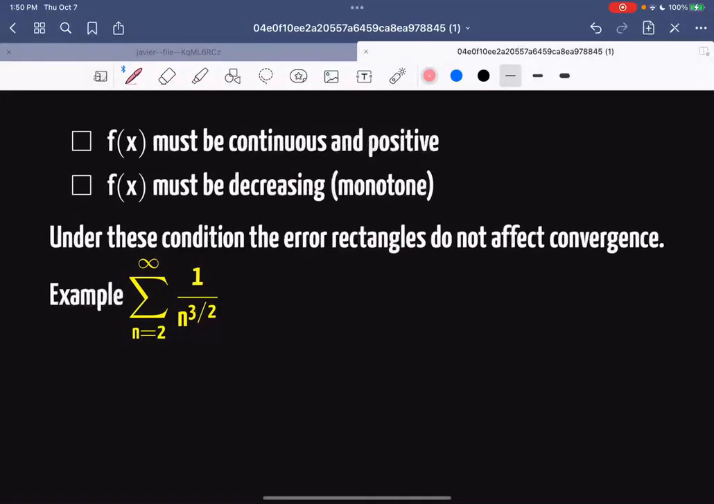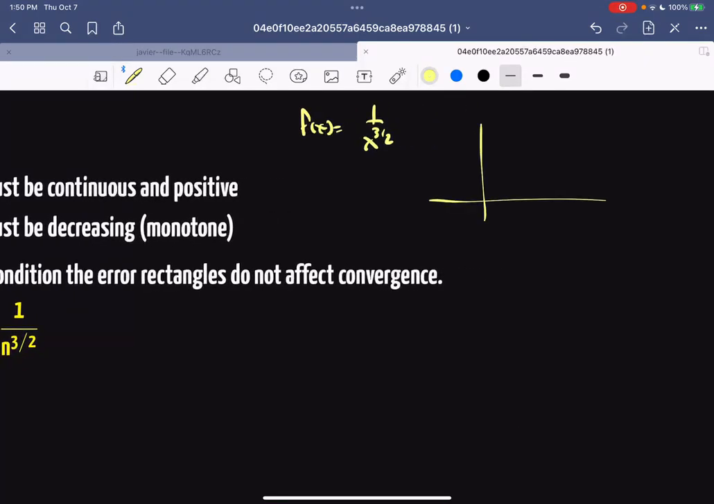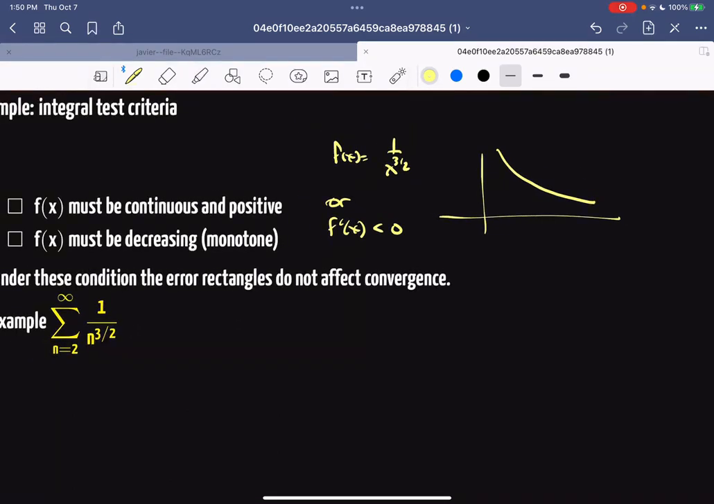How about this one? Let's check the analogous version of this. So f of x is equal to 1 over x to the 3 halves. If I was to plot that, clearly this is decreasing, or I could use f prime of x. Since it's always less than 0, I know it's decreasing. It's definitely continuous from 1 to infinity. So we are checking the conditions.